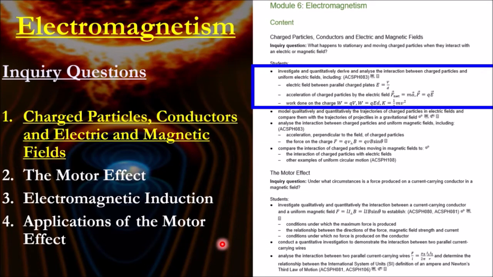Today we'll be looking at a new module for HSC Physics. This is Module 6, Electromagnetism. As you can see, we have a couple of inquiry questions, 4 in total. And the one we're focusing on is how charged particles and conductors behave in electric and magnetic fields. These are the dot points we'll cover today.